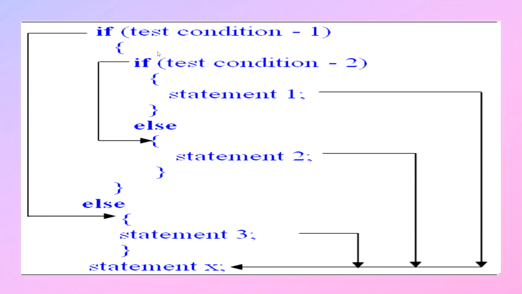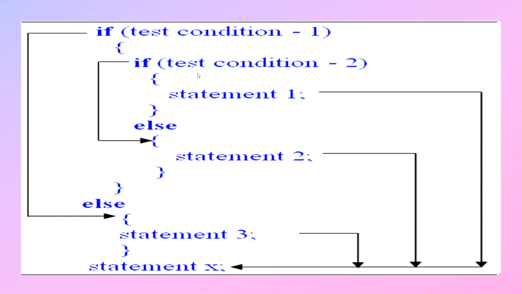The syntax of nested if else. See, starting you have an if condition here. This is the first test condition and the second test condition. If both the conditions are true, then statement 1 is going to be executed, or else if the test condition 2 is not true, then another statement 2 will be executed. This else statement, which you can see here, is related to the test condition 2 here.